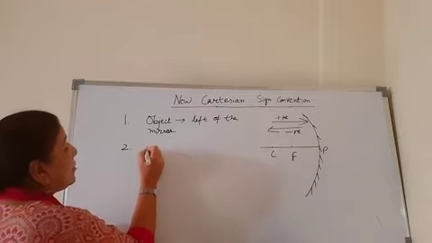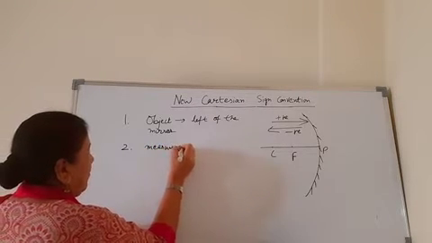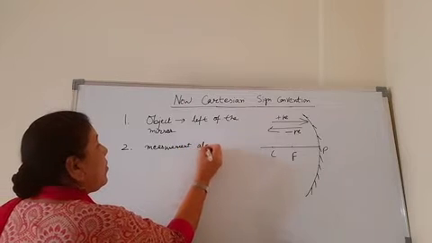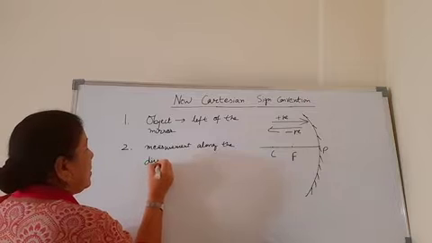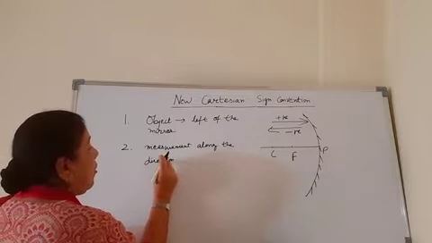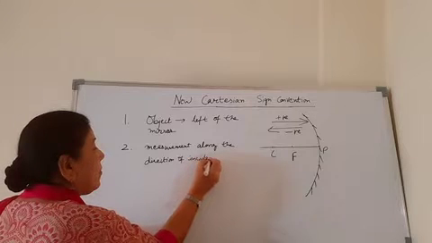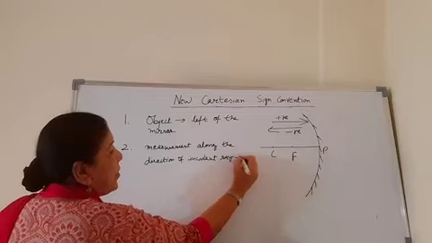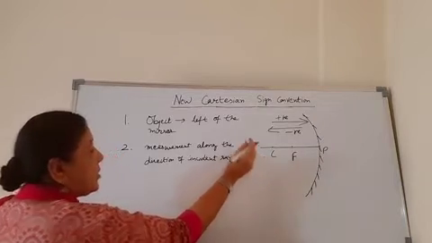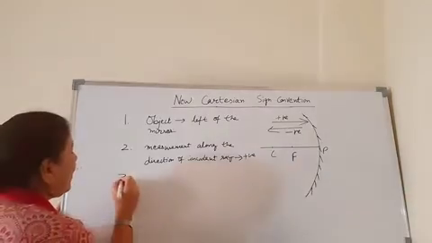So the measurements along the direction of the incident ray are taken to be positive. The incident ray direction is taken to be positive.